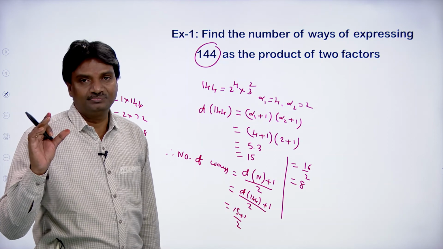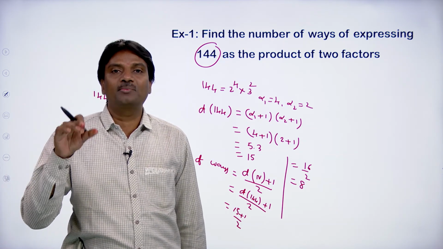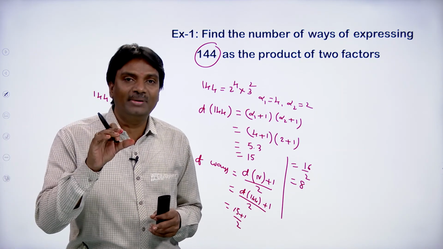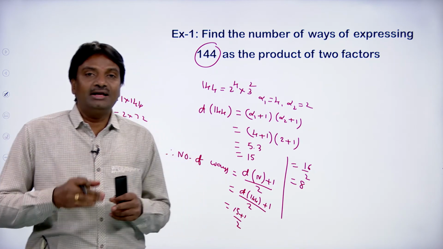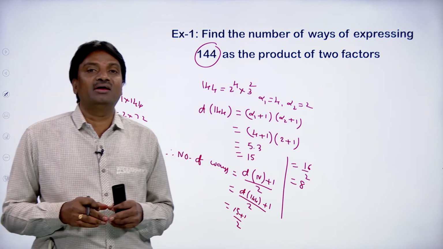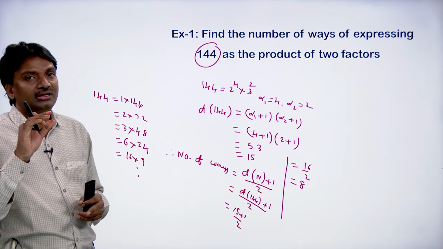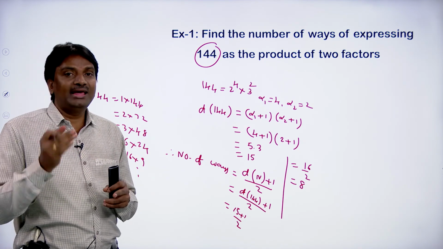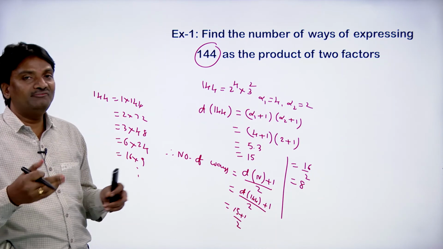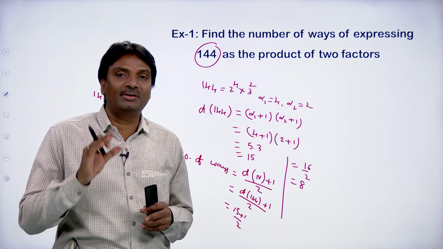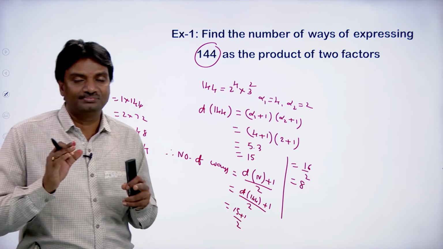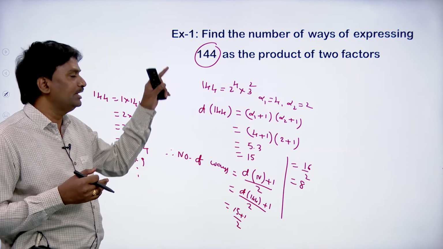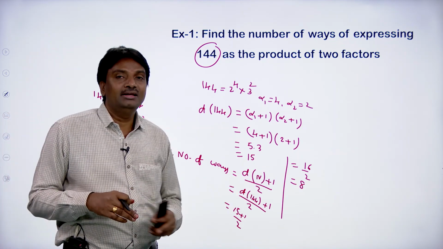Here we have two cases to express the given natural number as the product of two factors. In the first case, the number n is not a perfect square. In the second case, the number n is a perfect square. If the number n is a perfect square, then the number of ways is (d(n) + 1)/2. If the number n is not a perfect square, then the number of ways is d(n)/2, where d(n) represents the total number of factors of n. So for the number 144, we can express it as the product of two numbers in 8 ways.